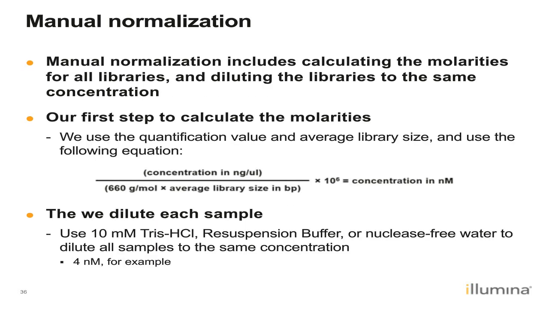In manual normalization, we calculate the molarities for all samples and dilute the samples to the same concentration. First, we calculate the molarities using the concentrations in nanogram per microliter and the average library sizes determined doing library QC using the equation on the side here. After all molarities have been calculated, we make dilutions of each library, bringing them all to the same concentration. We can use 10 millimolar tris buffer, resuspension buffer, or RSB from Illumina kits, or just nuclease-free water is fine. The concentration we want to normalize to will depend on the library yields and the sequencer we're using.